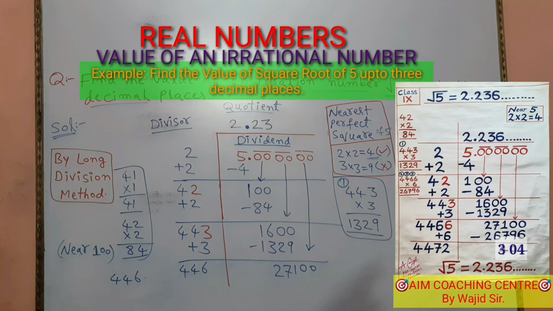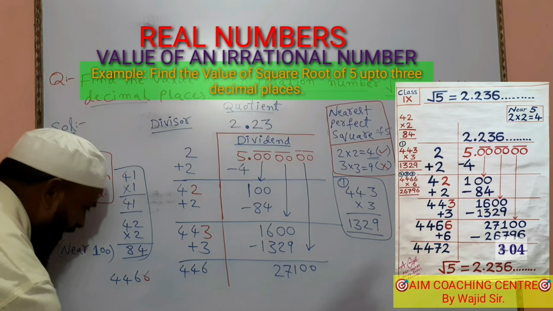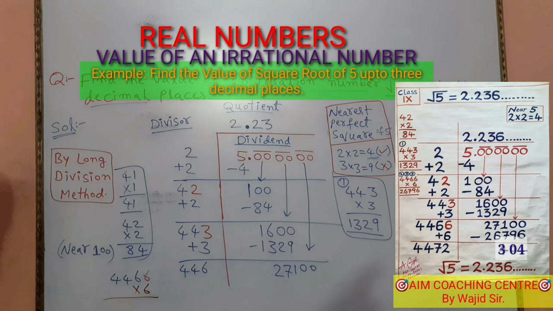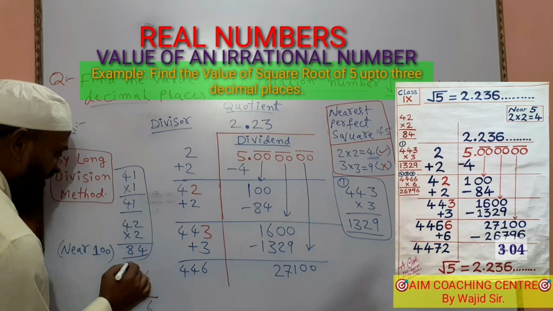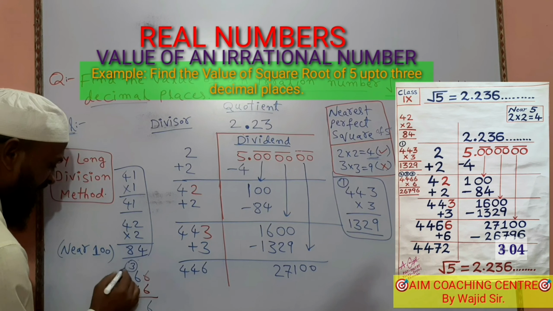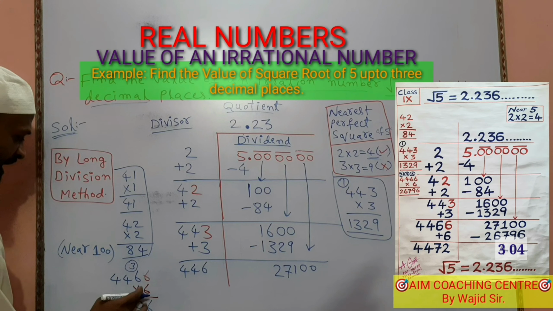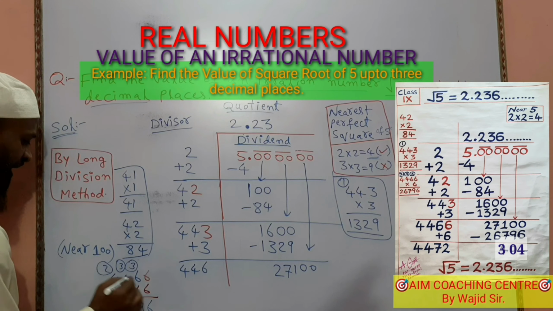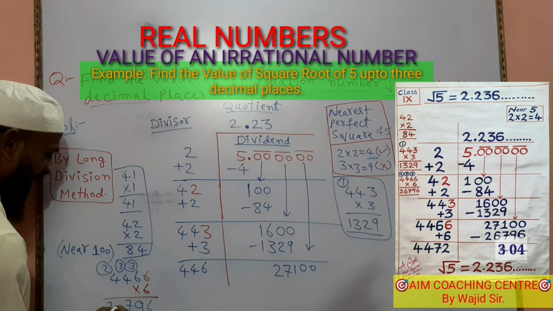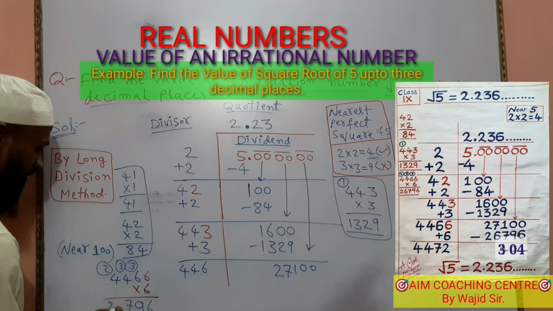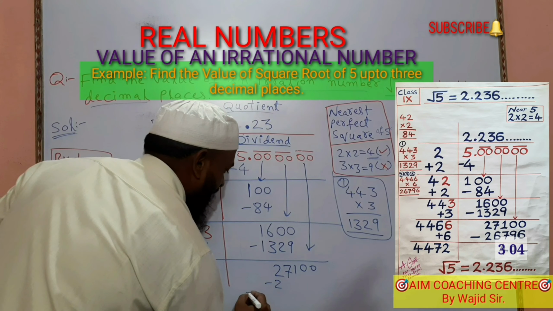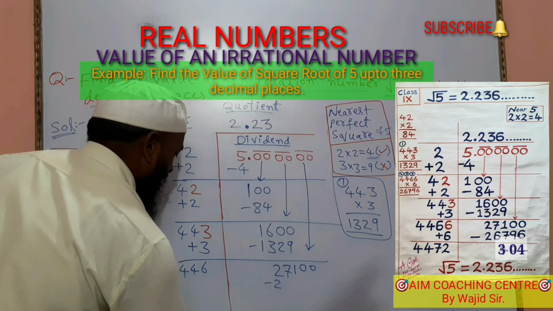If we take one number, 6, and multiply with the same number, 6 6s are 36, take 6, carry 3. 6 6s are 36, 3 plus 3, 9, 39, carry 3. 6 4s are 24 plus 3, 27, carry 2. 6 4s are 24, 25, 26. We get 26796. Write it down to the dividend.